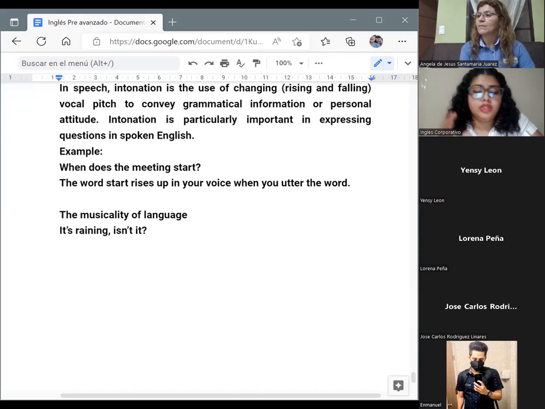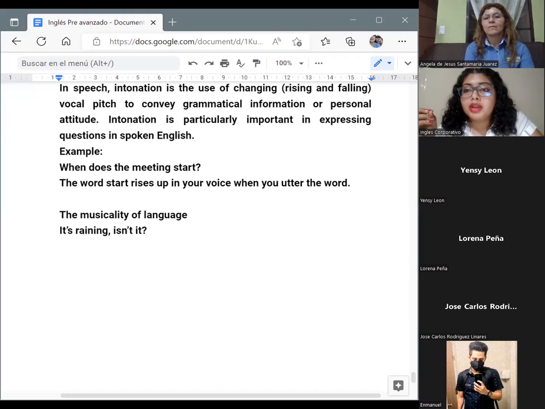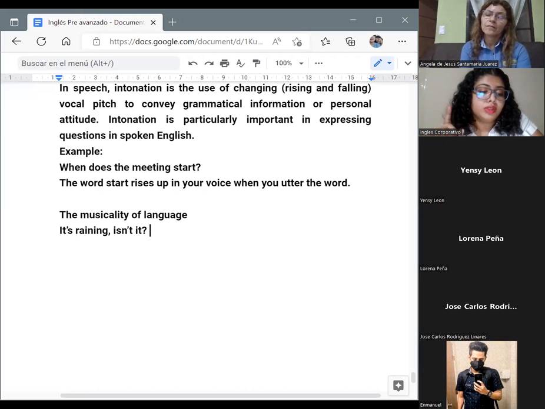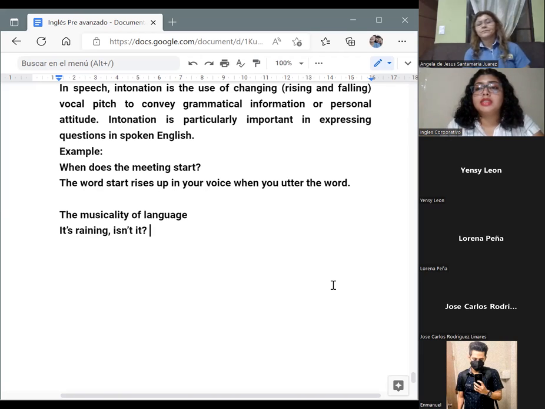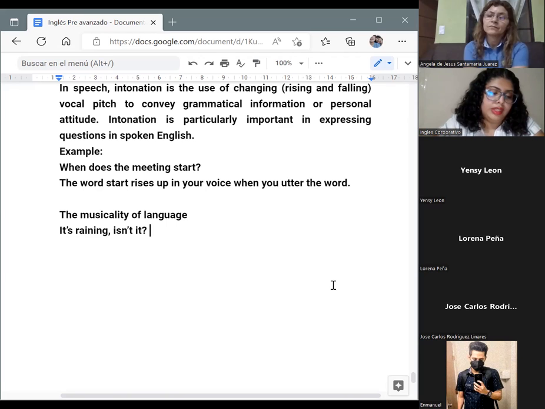So in that case, you need to notice the changes in your voice when you are angry, happy, sad, tired, hungry also, and all of that. It is very important also in the English language, because you are going to transmit to the listener the message that you want to give to others. So you are going to use your voice to express ideas, meanings, and also feelings.